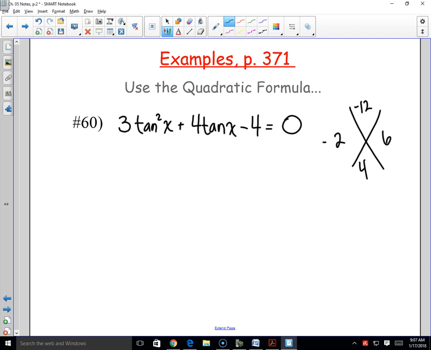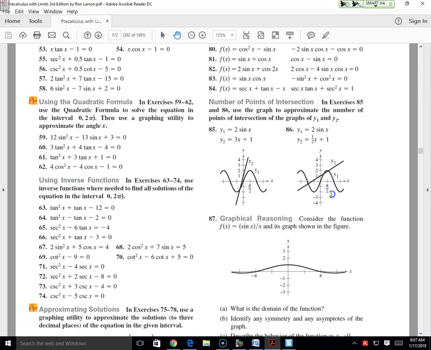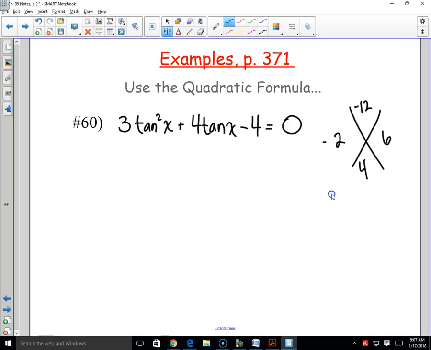Wait, it really said use the quadratic formula? Huh. Hold on, double checking real fast. Doesn't look like you need it. Okay, that's alright, we'll keep using it. We'll keep using it, we will use it. But first of all, how's my factoring looking, guys? Pretty good. Right? Negative 2 times 6, negative 12, negative 2 plus 6 is 4.